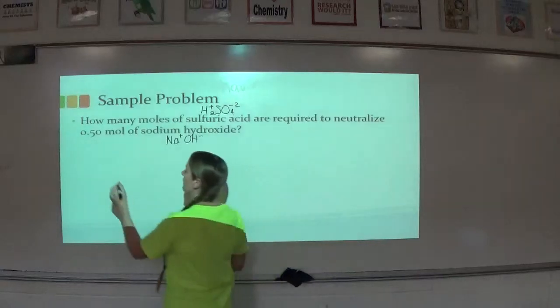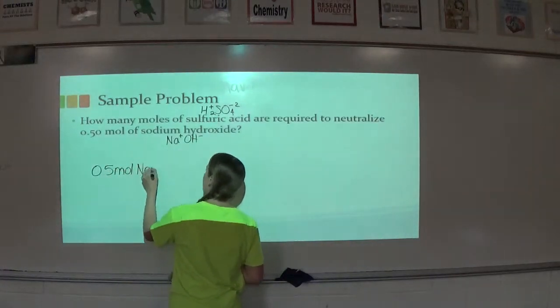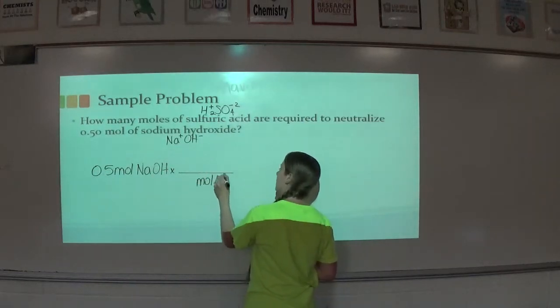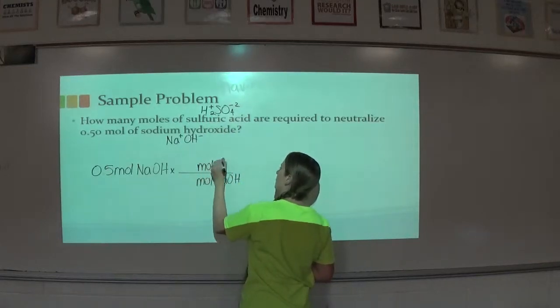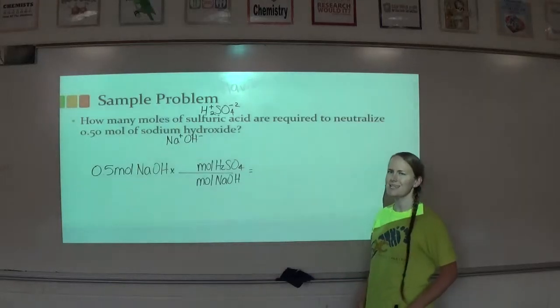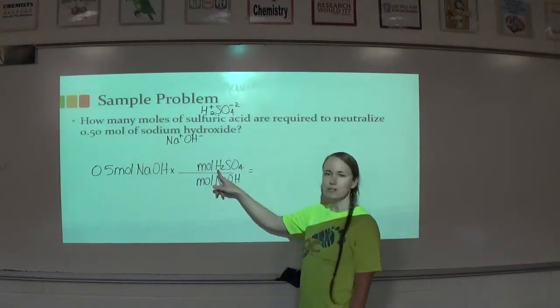So we're starting with 0.5 moles of sodium hydroxide. So we know that means moles of sodium hydroxide has to go on bottom, and we're trying to get to moles of H2SO4, but we don't have a reaction. Now, of course, you're more than welcome to write a reaction and balance it, but that takes too long. So what I like to do is I like to say, okay, well, I have 2 H's in my acid.